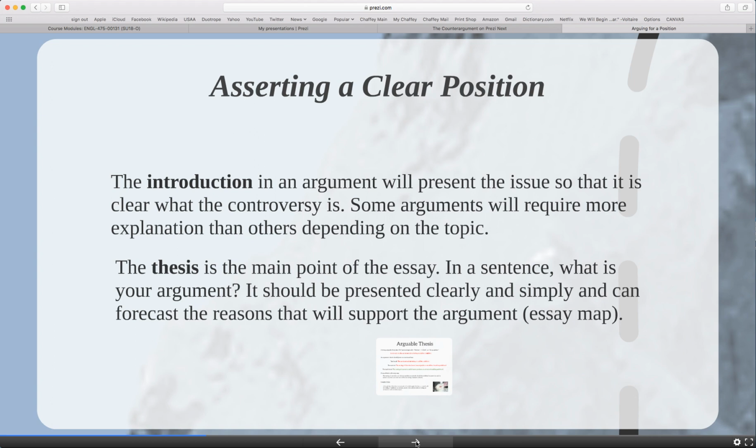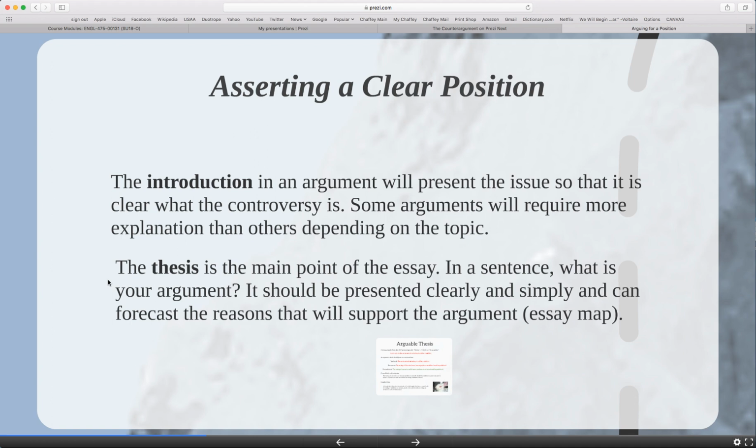You'll also want to choose a side, and you'll want to make that clear in the introduction. We're not withholding that information from the reader until the very end of the essay. We're going to make that very apparent from the very beginning. What side of this controversy do we fall on? And the best way to do that is essentially in your thesis, right? Which is the main point of your essay. In one sentence, what is your argument, right?